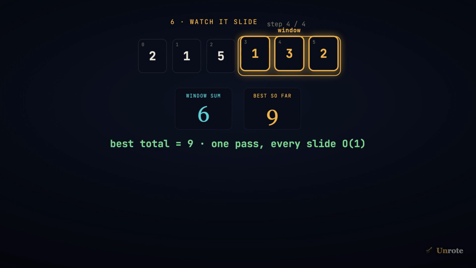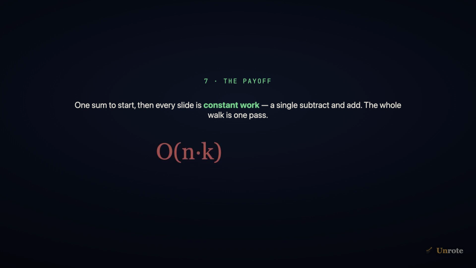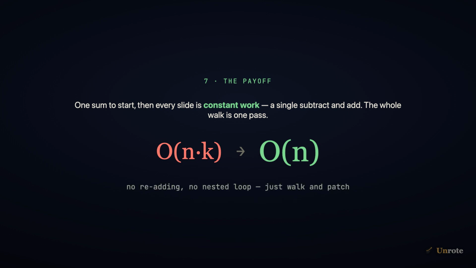One pass and every slide was a single subtract and add. Count the work now. We summed the first window once, and then every slide after that was constant work, one subtract and one add. So the whole thing is a single pass over the array, order n, down from the n times k we started with.